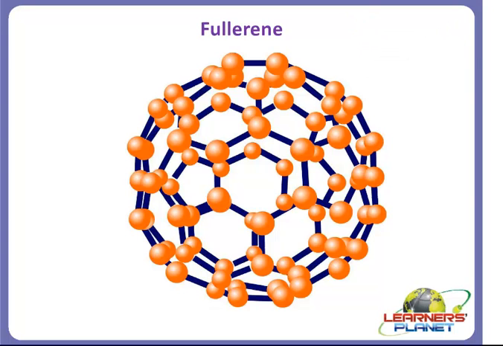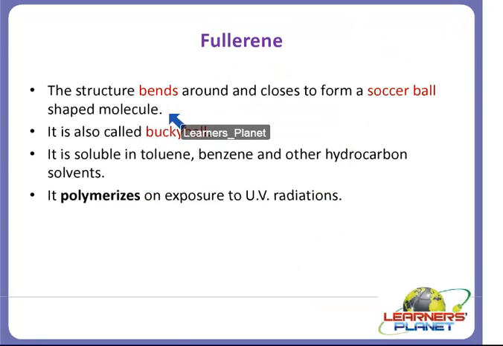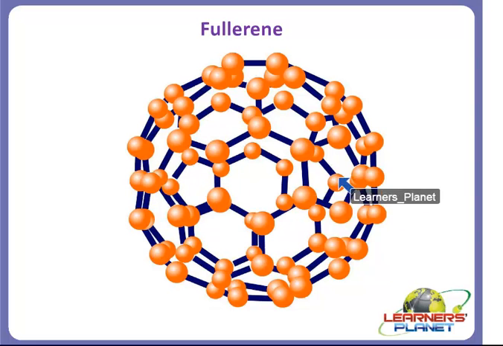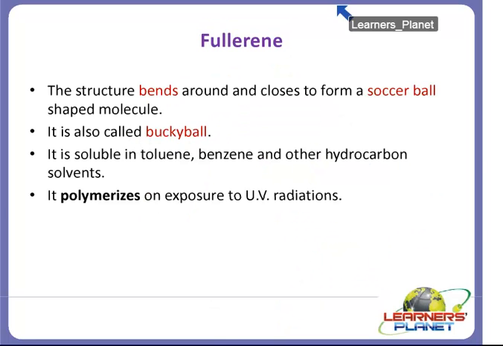And let's take up its properties. The structure bends around and closes to form a soccer ball shaped molecule. You saw that, right? I hope you saw that. The structure has bended around. Now what type of structure is it taking up? It is taking up a soccer ball shaped molecule. And it is also called as what? Buckyball. Right? Now you remember, children, it is a carbon compound and it is soluble in toluene, in benzene and other hydrocarbon solvents. What I told you was how it appears.